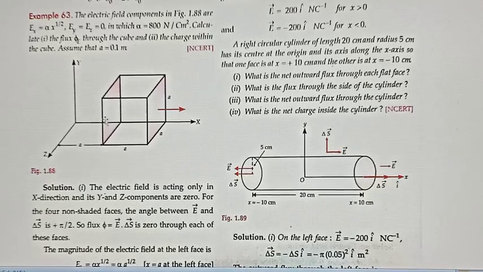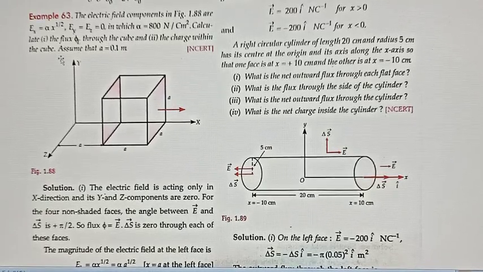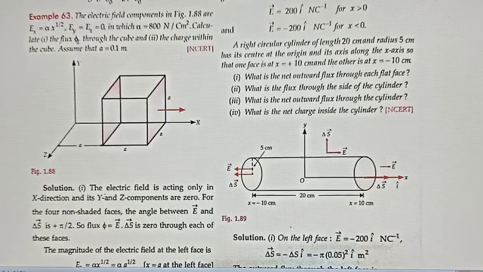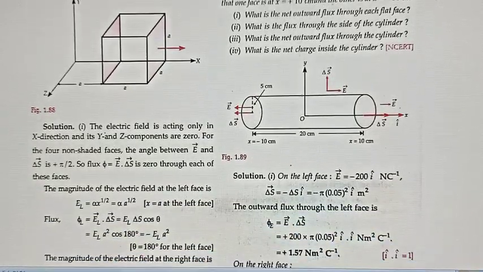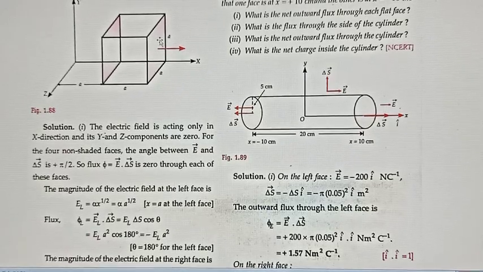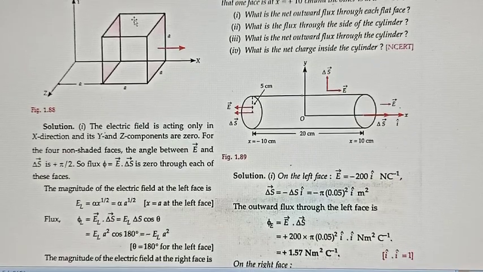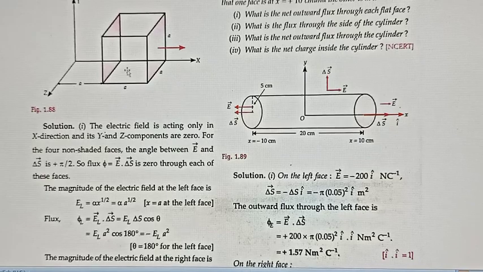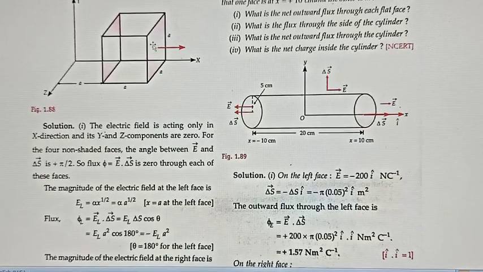Okay, now you see the cube is placed here. You see the coordinate system fixed here. This is the origin of the coordinate system. Now we'll see the flux linked with this face and the flux linked with this face, because the other faces are not going to contribute to the flux, since for the other faces the angle between the electric field vector and the area vector is 90 degrees.